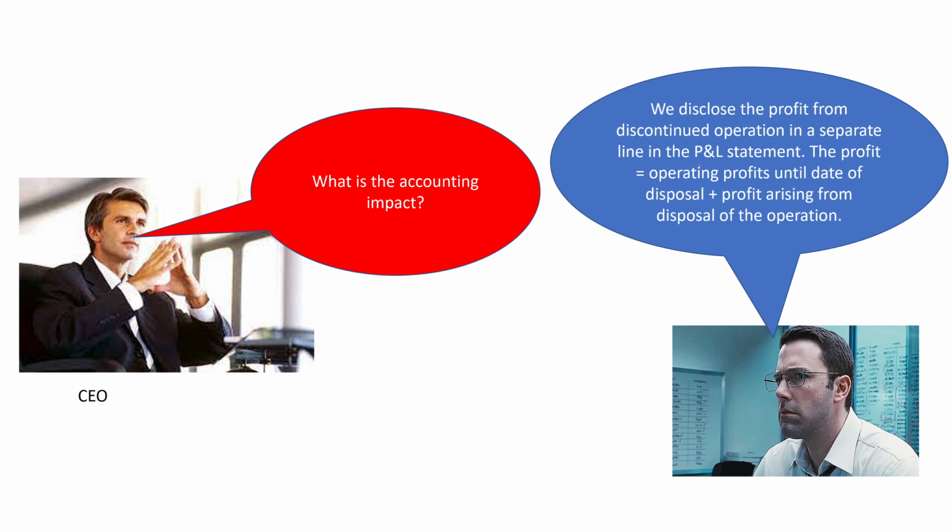And the separate line we show is the profit figure we calculate, which has two components. The first one is the trading profits until the date of disposal of the operation, and so that's point one. The second profit we have is the profit arising from the disposal of the operation. Okay, so when you're disposing of the operation, you might make a profit on it because the selling price is more than the fair value of it. So that profit gets booked to profit from discontinued operation.